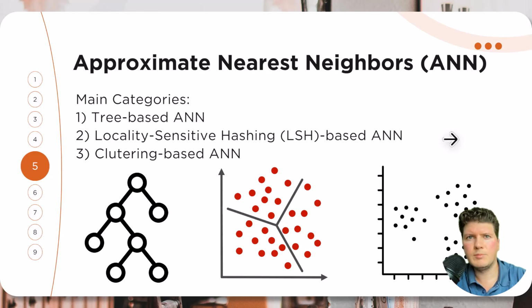There are three main types of approximate nearest neighbors: tree-based ANN, locality-sensitive-hashing, LSH-based ANN, and clustering-based ANN. The aim of approximate nearest neighbors is to reduce the search complexity of the exact algorithm. Since the input space is usually very large, approximate nearest neighbors are often used in practice.